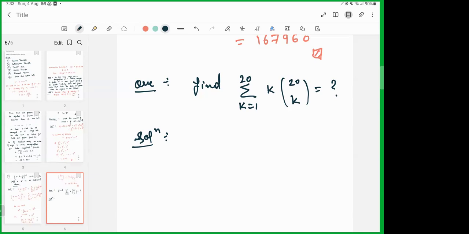I think we can form an arithmetic-geometric series kind of a thing, probably. Say if we expand this, it will be 20C1 plus 2 into 20C2 plus 3 into 20C3 and so on. So can you write that sequence? Okay, let me write. So this will be 1 dot 20 choose 1, then 2 dot 20 choose 2, plus and so on, plus 20 dot 20 choose 20.